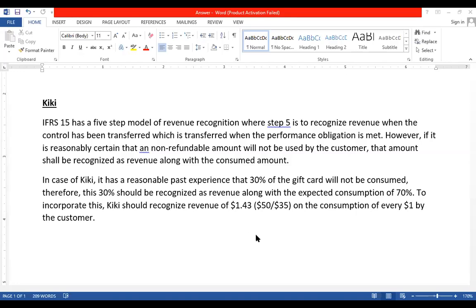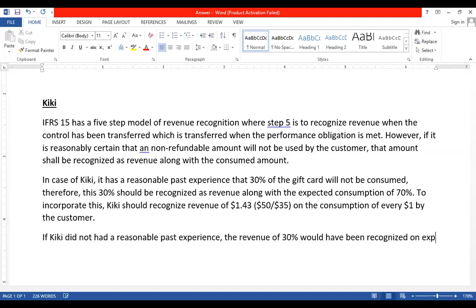Similarly, we can also say, just for your understanding, that if Kiki did not have a reasonable past experience, the revenue of 30% would have been recognized on expiry of the contract. Because we had a reasonable past experience, that is why we recognize that along with the 70%.